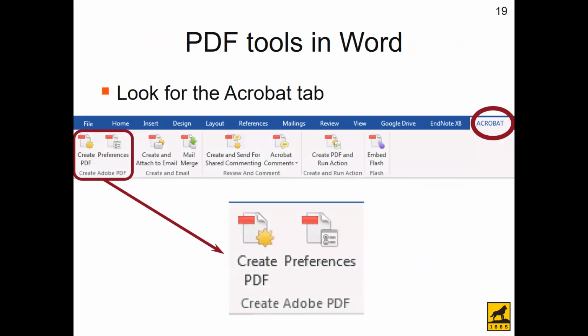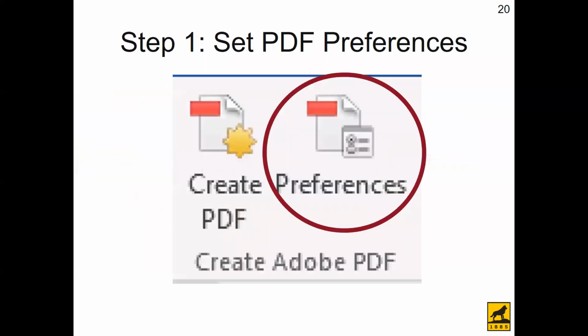So in Word, the way you'd want to create your PDF files, you'd want to look for that Acrobat tab. The Acrobat tab is going to give you the Acrobat tools. When you do File Save As in Word, you're using Word's converter. You're not using the Acrobat one. And so you'd want to look for those Create PDF and Preferences things there.